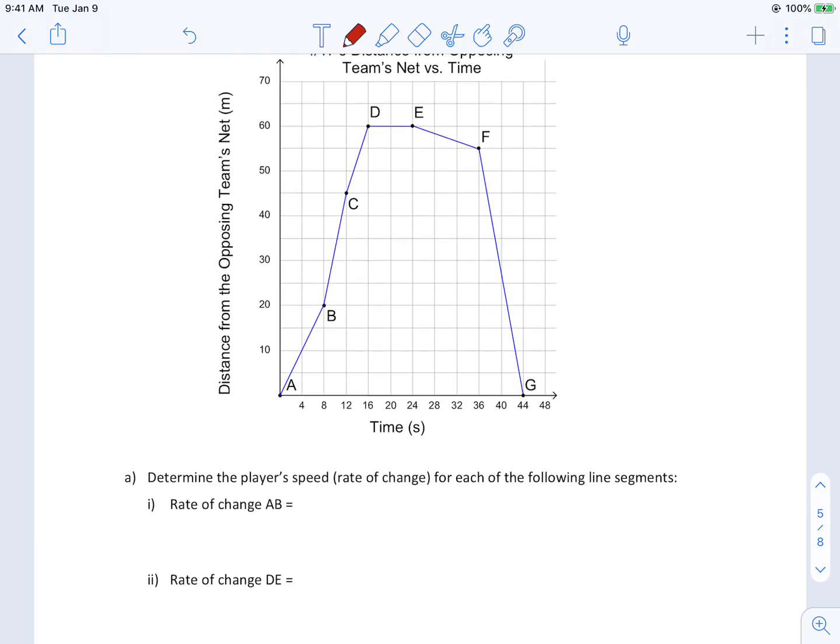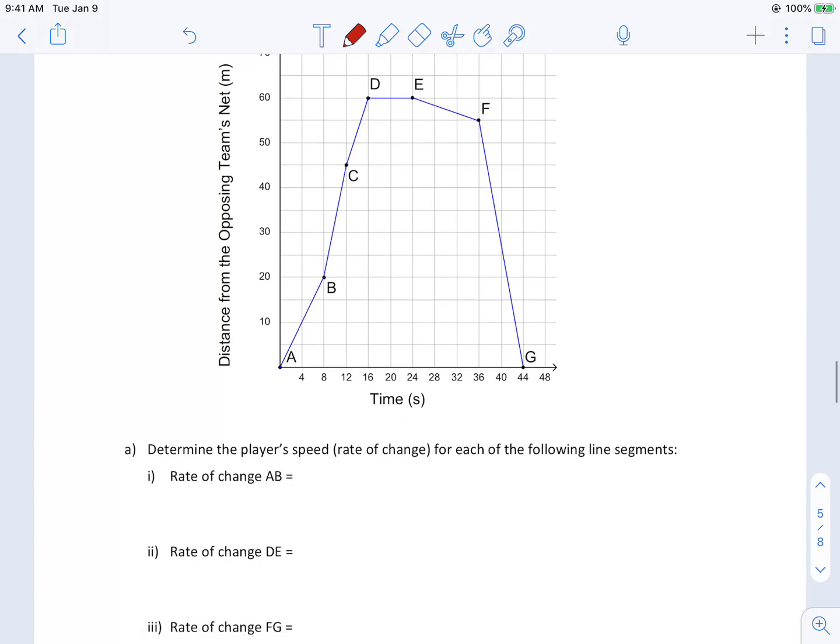Okay, I'm only going to calculate a couple of these for you because I think you have a good handle on probably how to do this. So determine the player's speed, rate of change for each of the following line segments. We are looking at rise over run.